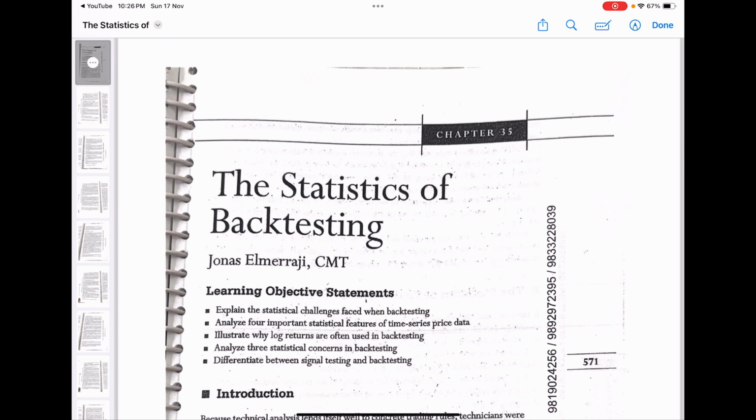So we'll be learning about the statistical challenges faced when backtesting, analyzing four important statistical features of time series price data, illustrating why log returns are often used in backtesting, analyzing three statistical concerns in backtesting, and differentiating between signal testing and backtesting.